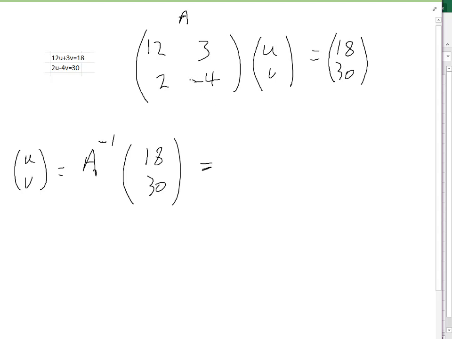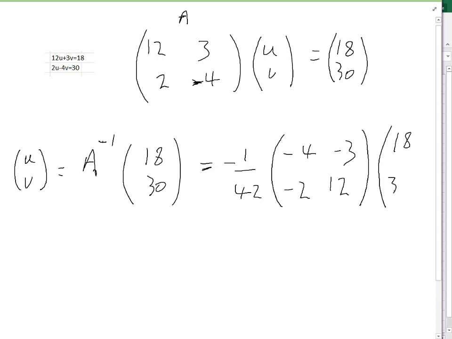So that's going to be negative 48, subtract 6, which is going to be negative 42. And then here, rearrange these things. So you have negative 4, 12, negative 3, negative 2, times 18 and 30, like so. Negative 42, negative 4, 12, minus 2. Okay, that all seems fine. So now you just have to do the calculation.